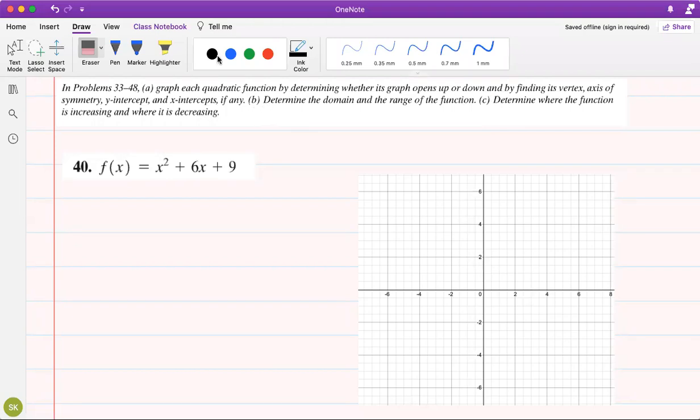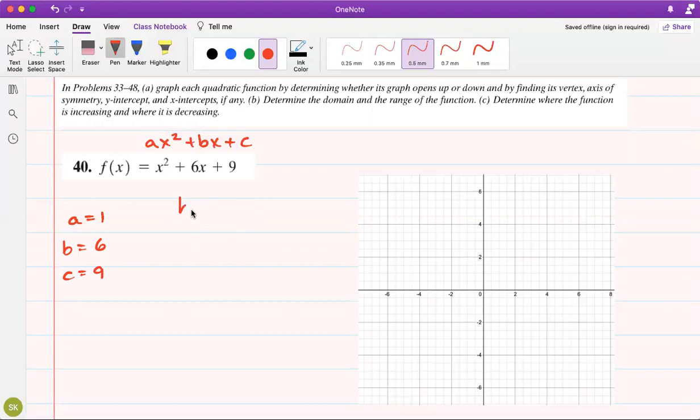So first, let's find the vertex. How we do that is, this is in general form, ax squared plus bx plus c. A is 1, b is 6, and c is 9.